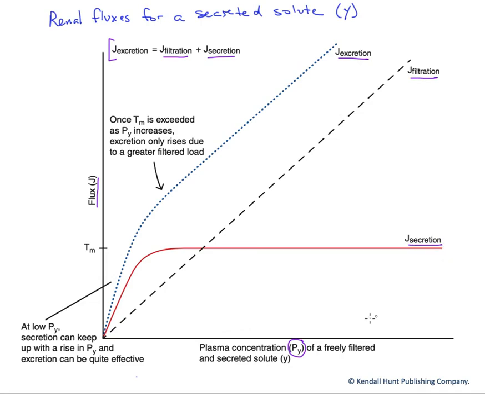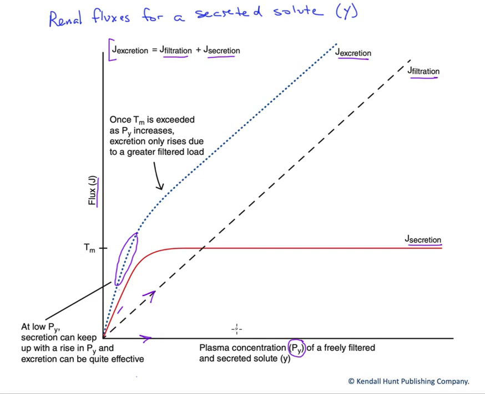red line. Now note, as the plasma concentration rises, a freely filtered solute will end up being filtered at a 1-to-1 rate. And so we see our filtration line rising here. Now we're going to actually excrete more than we filter in this case because our secretory transporters are moving it into the nephron. And so our rate of secretion in red here is going to be added to the dashed line, what we're filtering, to achieve the amount that's being excreted. This is important for rapidly removing wastes or toxins from the bloodstream.